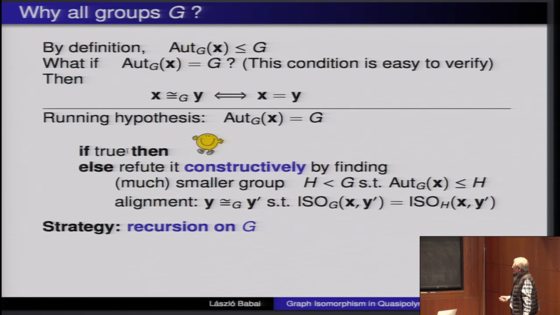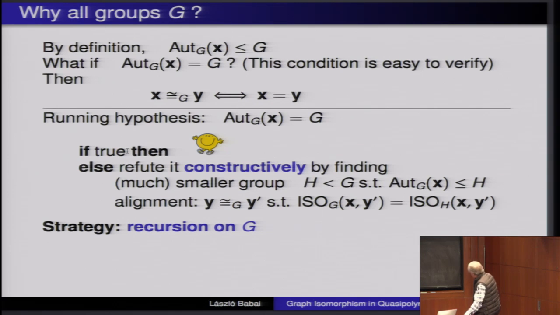And then I should mention, if I can do this in a sufficiently constructive manner, then I can actually perform an alignment step. I change my other input in such a way that the change is explicit and easy, and it turns my input into something that is G isomorphic to it, but it reduces the question of G isomorphism between X and this new input to an H isomorphism problem of these two.